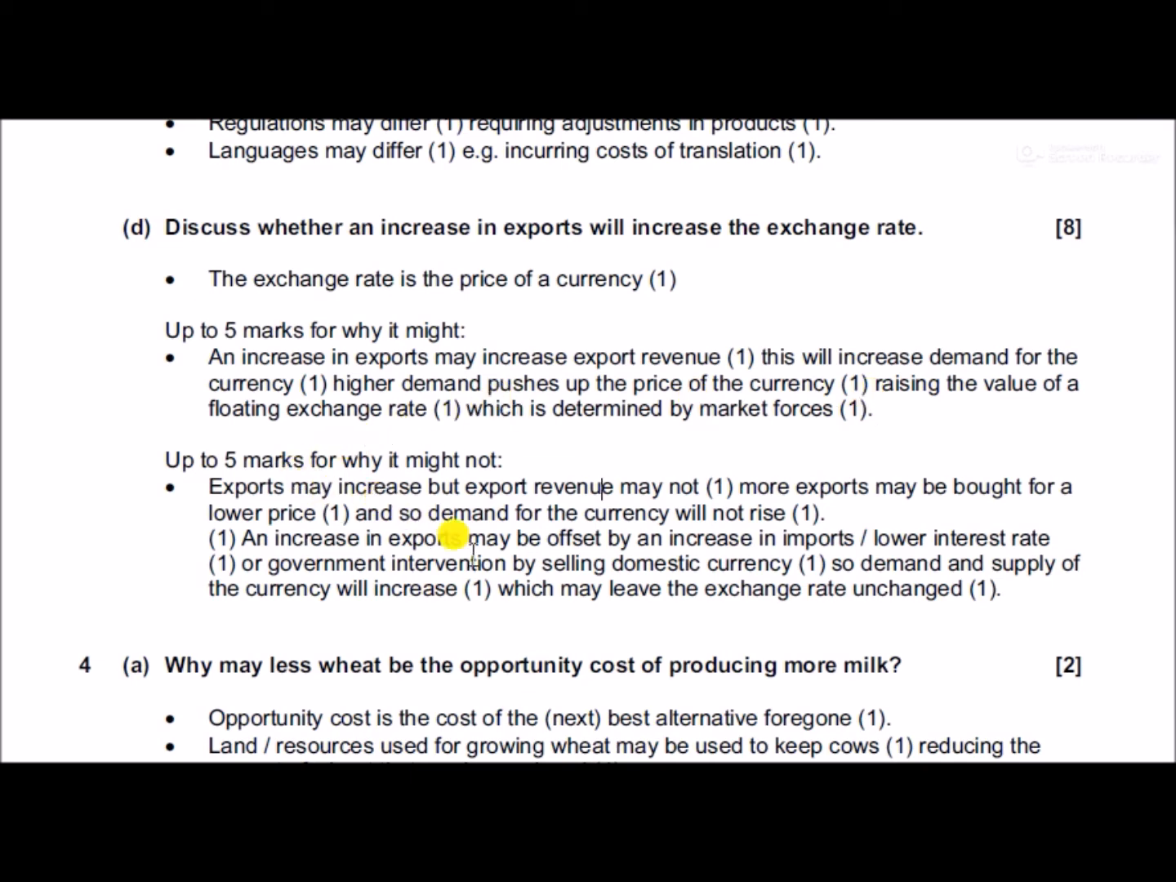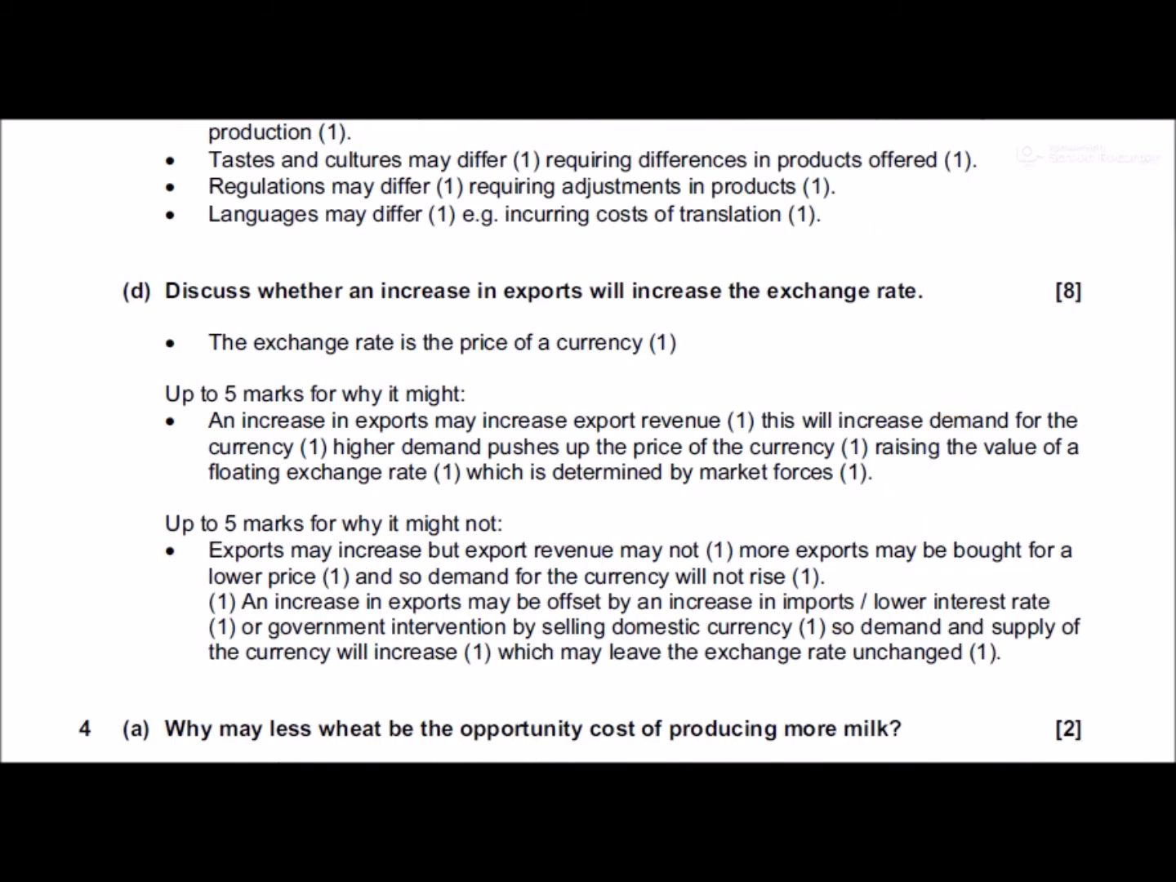However, exports may increase, but export revenue may not. More exports may be bought for a lower price, so the demand for the currency will not rise. An increase in exports may be offset by an increase in imports, lowering demand, or by government intervention selling domestic currency. So demand and supply of the currency will change, which may leave the exchange rate unchanged. So here we're talking about what's actually happened to imports. I would imagine some students have struggled with this question.